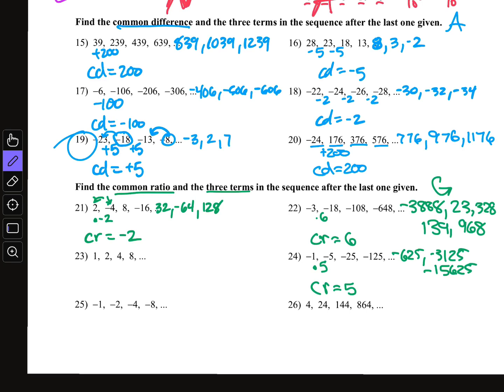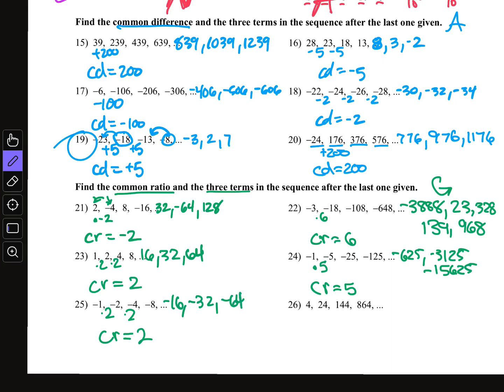23, 1, 2, 4, 8. Definitely times them by 2. Common ratio is 2. 16, 32, and 64. 25 is the same thing, just the negative version. However, it's not going from positive to negative, which tells you you're still timesing by a positive 2, so common ratio of 2. So we have negative 16, negative 32, and negative 64.